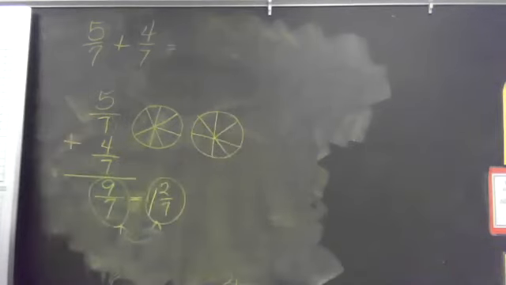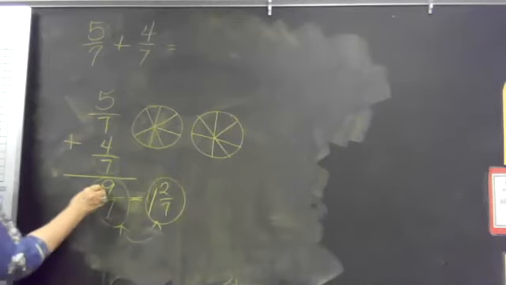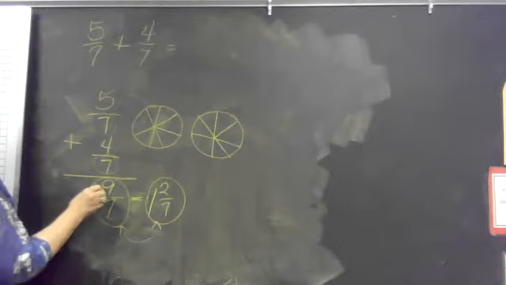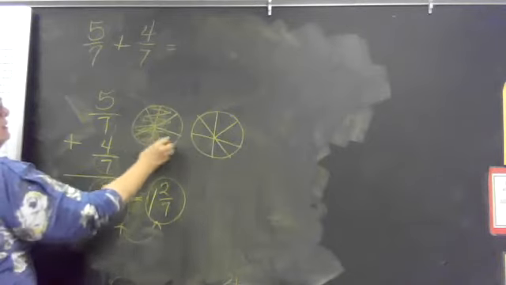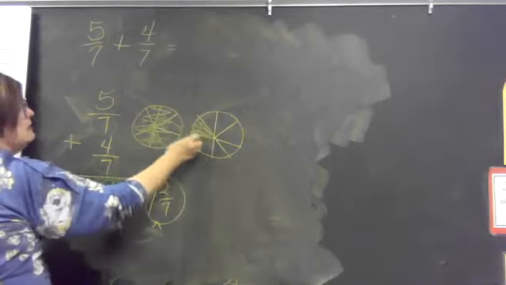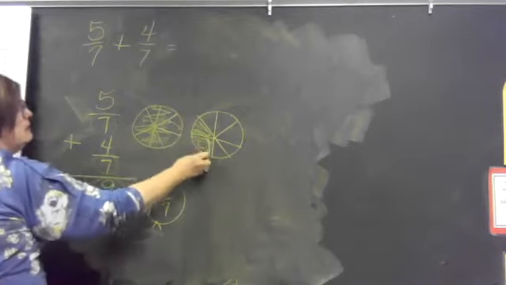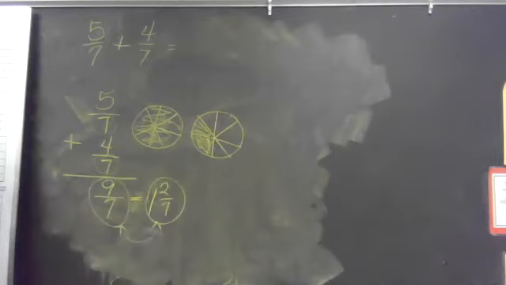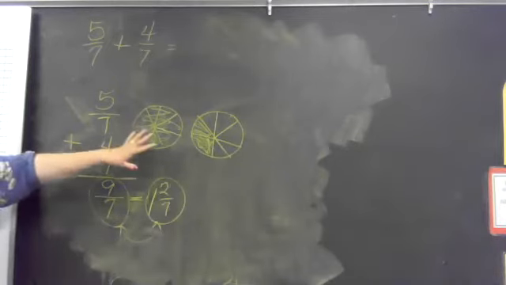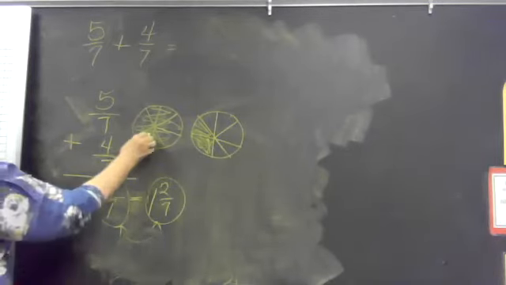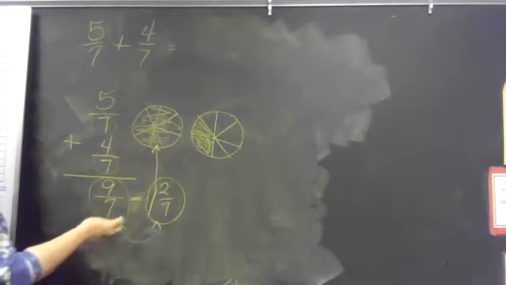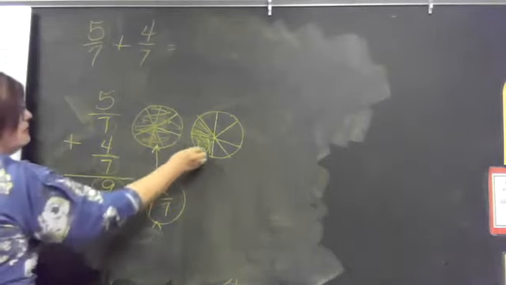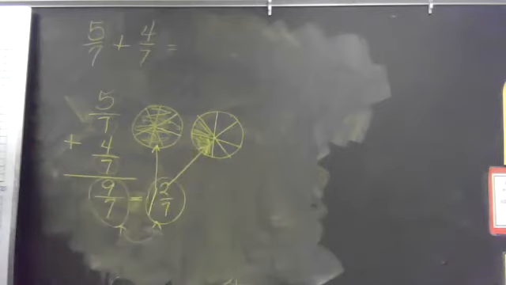So I need another pie that's sevenths. Okay, so 9, I have to color 9 of them. So here's 7 of them. I colored 7, 8, 9. So can you see that in the drawing part, the 7 of them represents the one whole, and then there are 2 more sevenths left over.